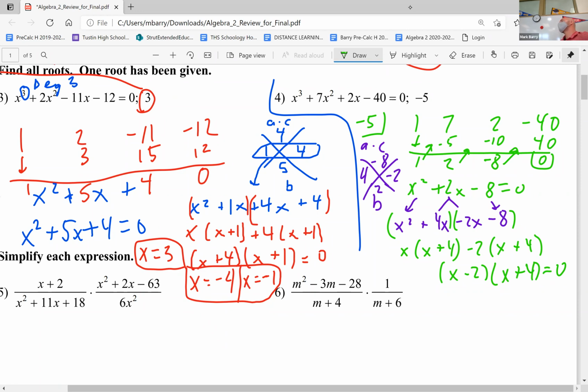And now we're ready to answer the question. So what does x equal? X equals 2 for that one. X equals -4 for that one. Remember, it's always the opposite. And then x also equals -5. And -5 was from the original one that they gave me, okay? So they give you one and then you find two more.